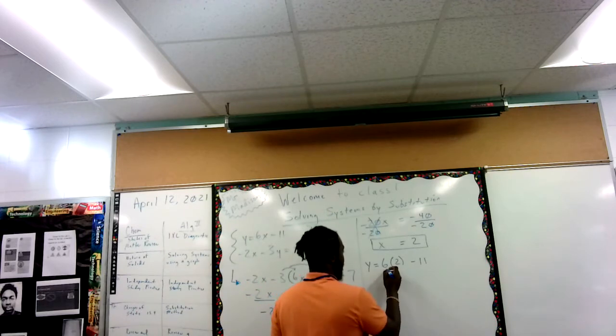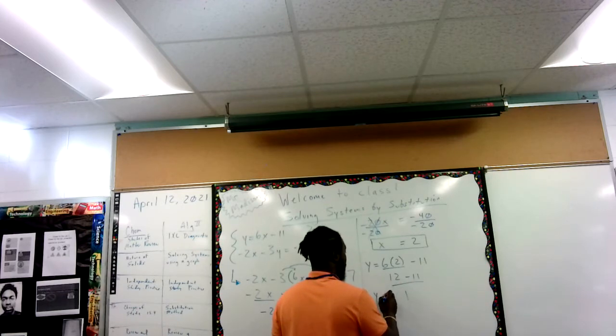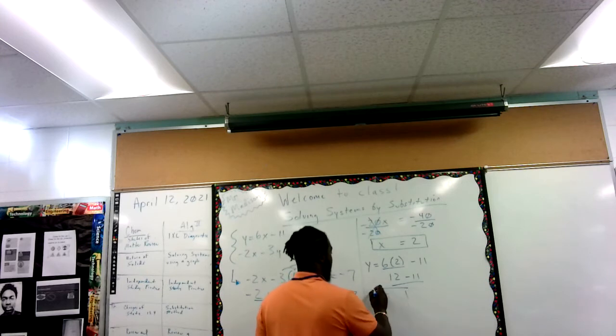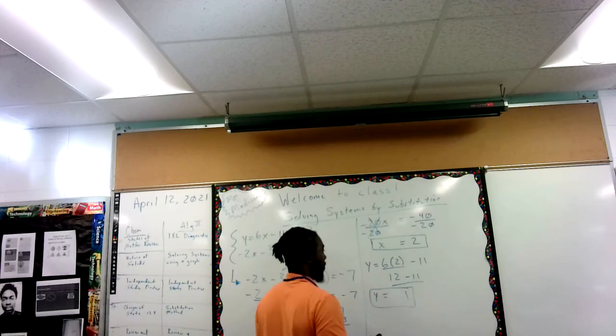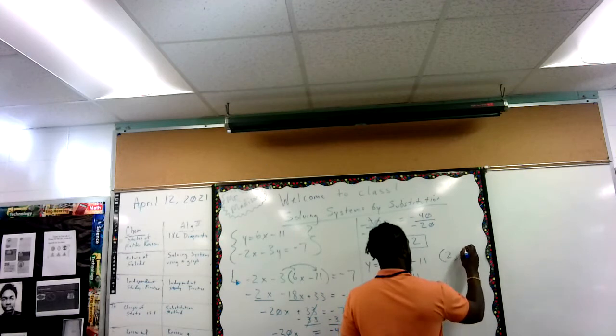6 times 2, right? We do multiplication first. HMDIS, right? 6 times 2 is 12. 12 minus 11 is 1. Y equals 1. So guess what? Now we have our point. What is our answer? Our answer is 2, 1.